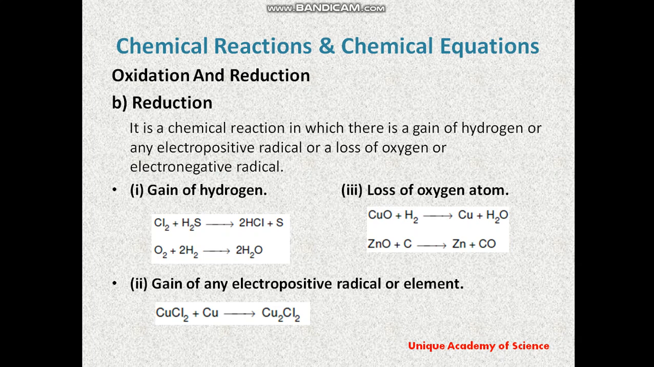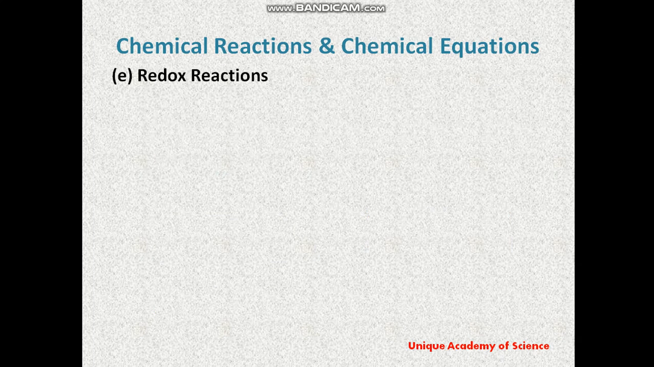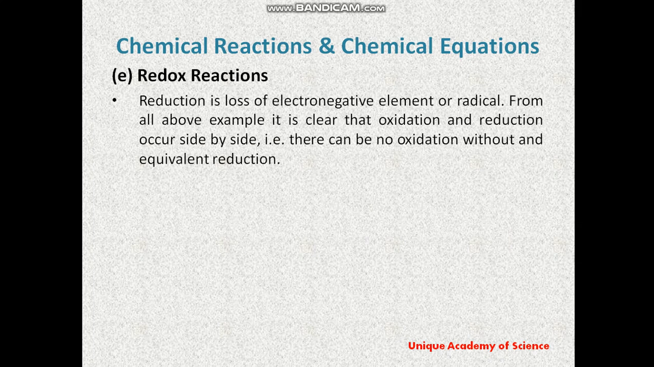Another is loss of oxygen atom. Copper oxide reacts with hydrogen, so hydrogen removes the oxygen. For example, CuO plus H2 gives Cu plus H2O. Here H2 gas attaches to the oxygen, so oxygen is removed from the copper oxide, so this is an example of reduction. Another: zinc oxide reacts with carbon, so it gives zinc metal and carbon monoxide gas is produced, which is another example of reduction.